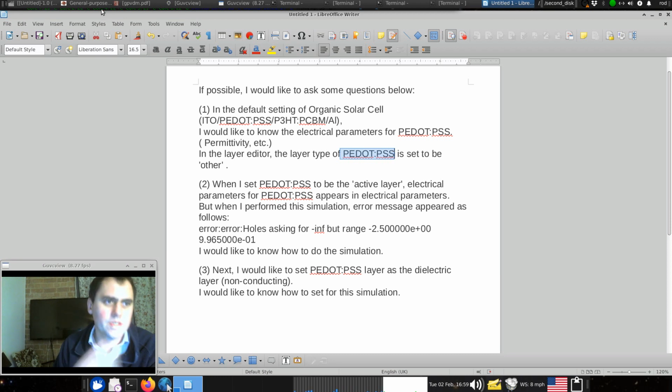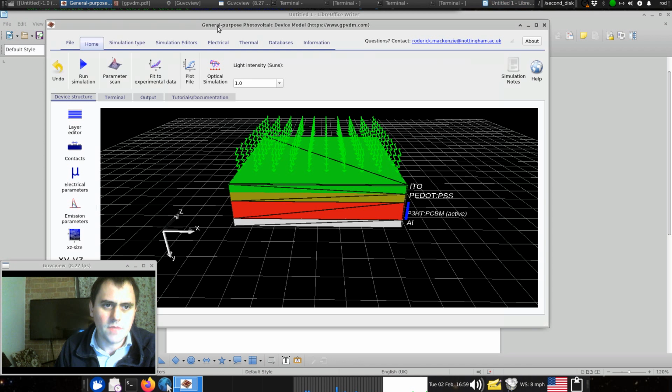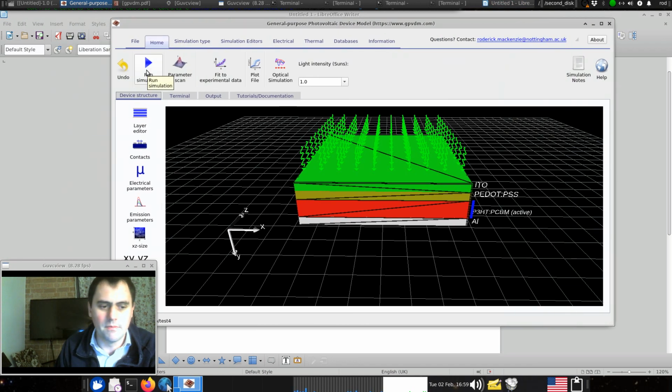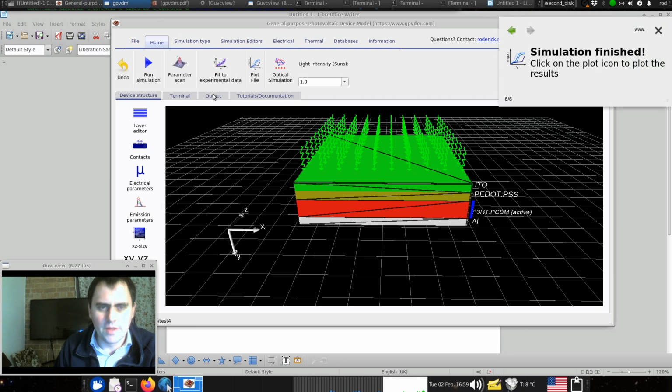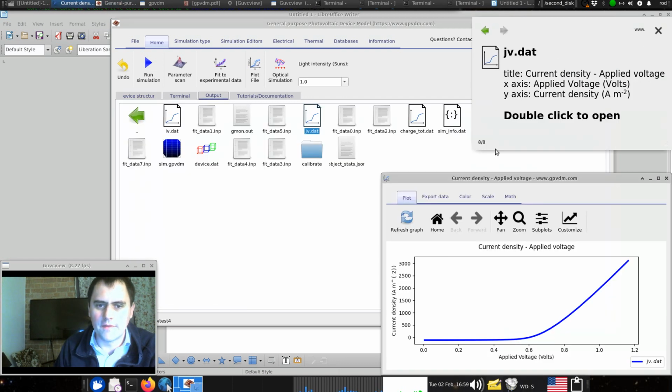So let's go to the simulation to start with. This is a standard P3HT-PCBM simulation. And there we go, it runs. So I've just run that simulation and we get a JV curve out of it.